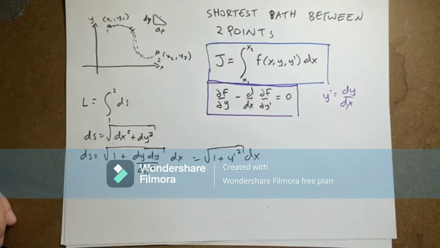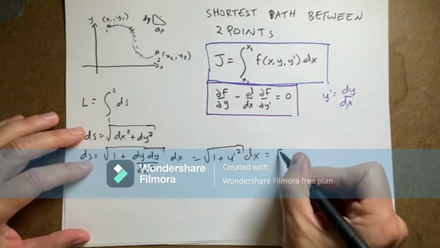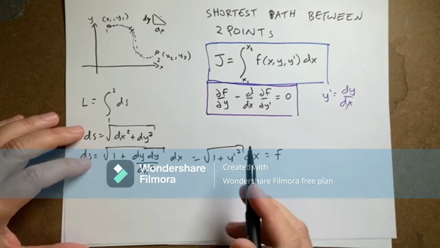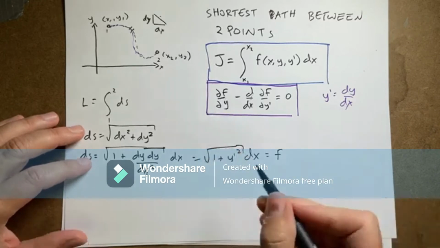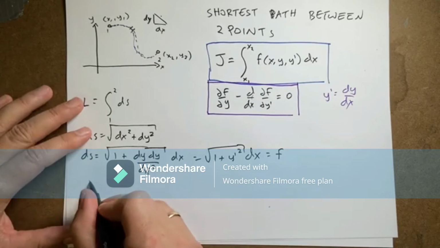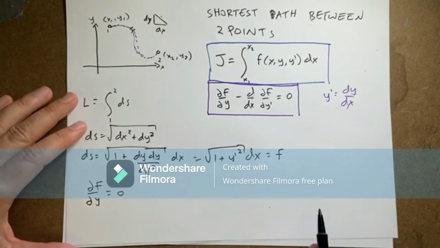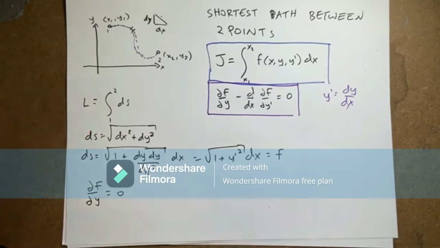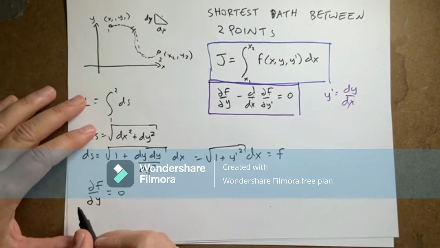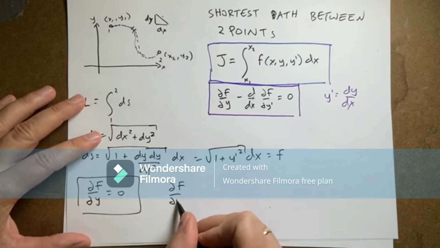Now I don't have the dy in there, right? I don't have to worry about that. I have it in this form. So that's my f. So I can now do my partial derivative. The first thing I'm going to do is take the partial derivative of this with respect to y. That's pretty easy. The partial of f with respect to y is equal to 0. Why? Well, there's no y in there, right? And it's a partial derivative, so it doesn't really matter. That's easy. Now I can take the partial of f with respect to y prime.